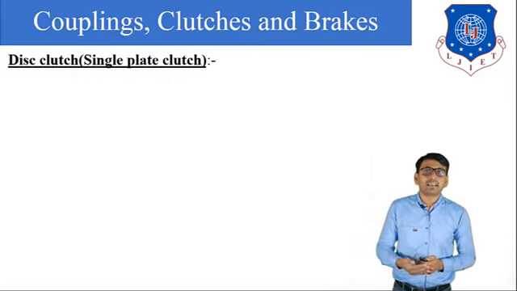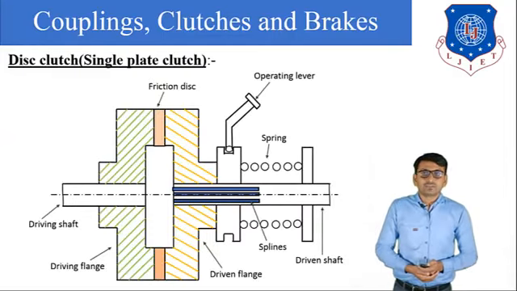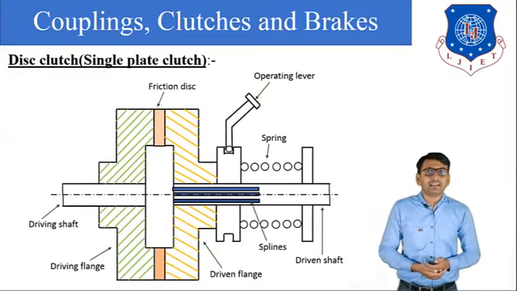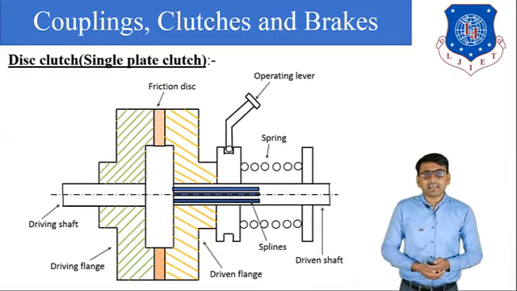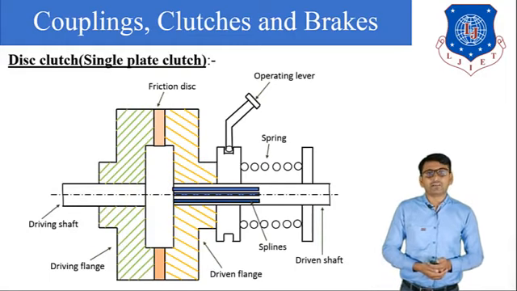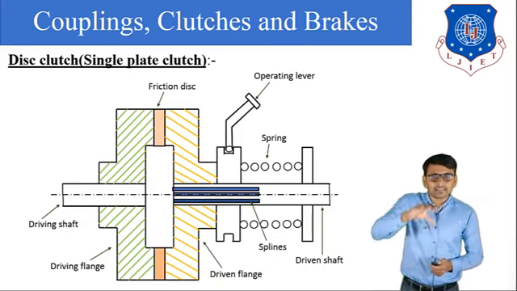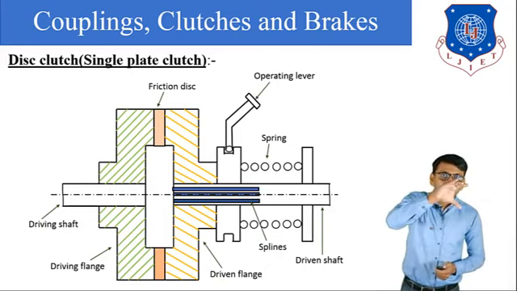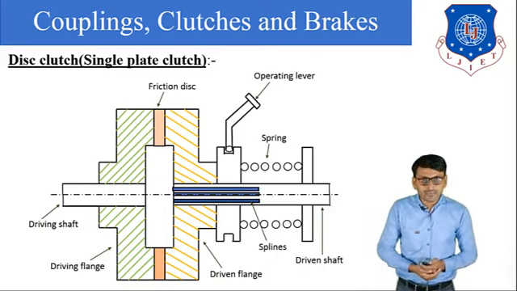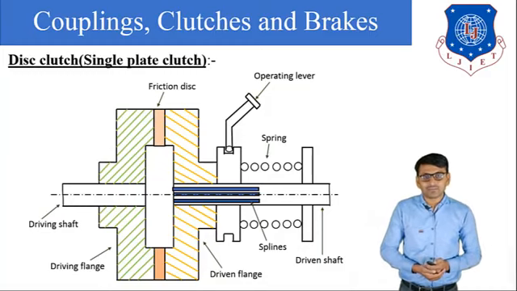So our first topic in clutch is disc clutch. It is also known as single plate clutch. So this is the diagram of disc clutch. In this diagram, there is a driving shaft and a driven shaft. Shaft means an iron rod. So driving shaft and driven shaft.